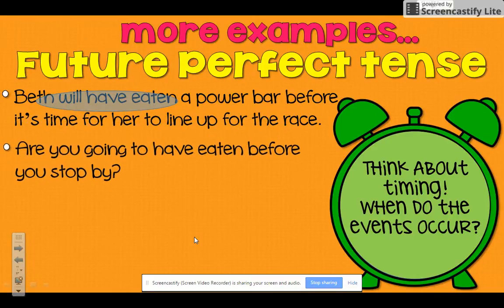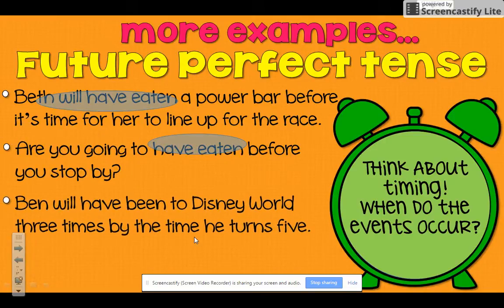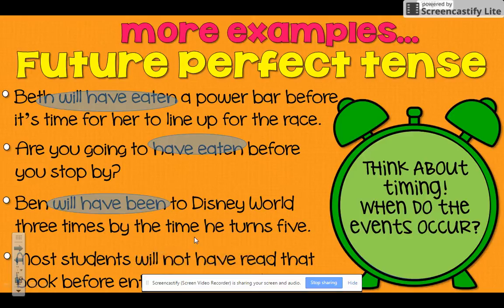Are you going to have eaten before you stop by? Again, we're looking for that have, and we're looking for it to be future. Okay. Will have been to Disney World. We already talked about that. Most students will not have read that book, and we kind of cut that off in Screencastify, so we're going to move past that.